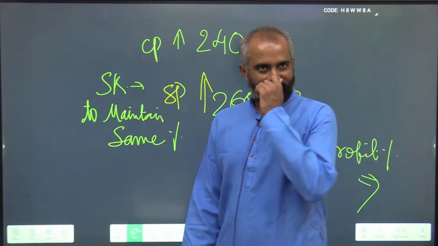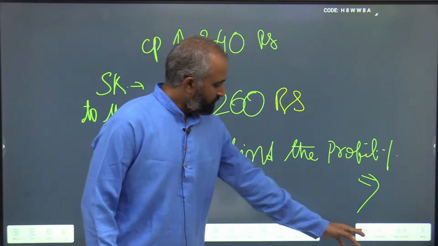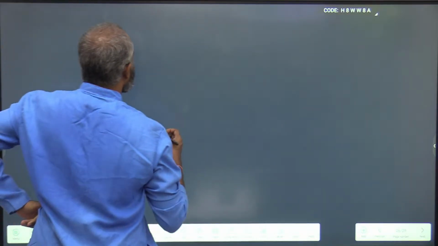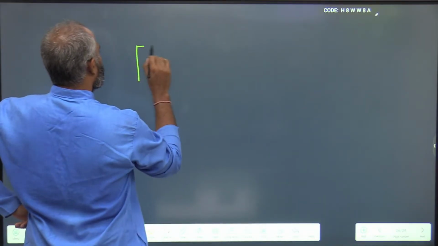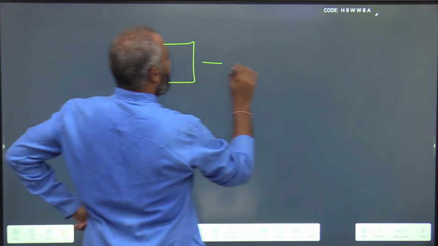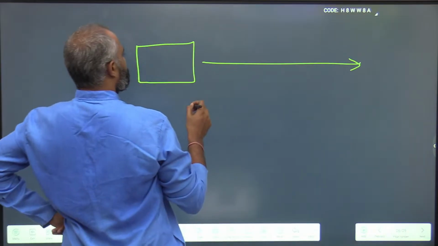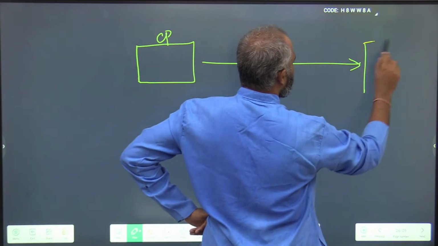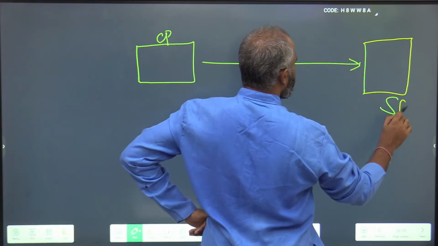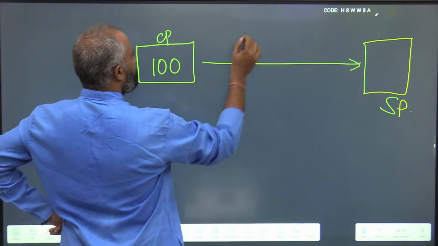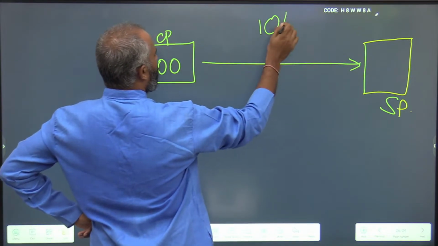I hope all of you have solved this. Now, before seeing the solution, let us see a small concept here. Suppose, let's take vanilla percentages here. This is my CP, this is my SP. Initially I was selling at 100 rupees with a profit of 10%.